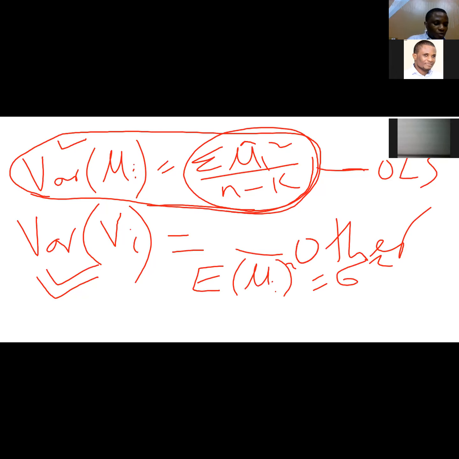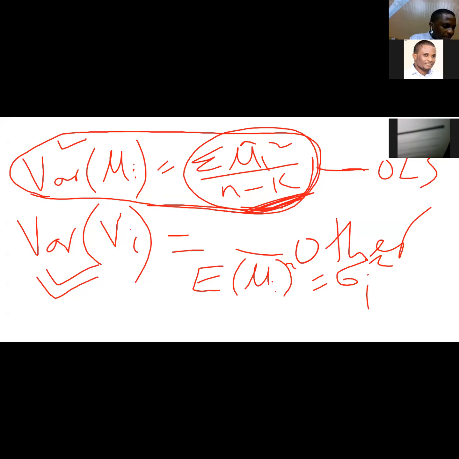Once you get to that point, you will get this. But if you do not have this and you have this scenario whereby it is heteroscedastic, when you estimate your model and you try to derive the variance of the error term, that variance of that error term will be larger than this.